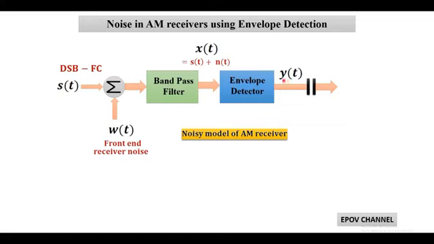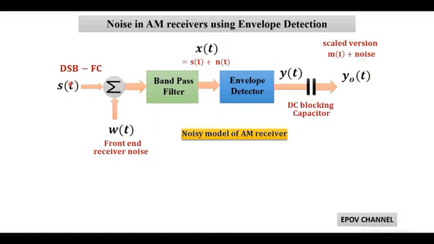Here, output of envelope detector may contain some DC component. Hence, there is a requirement of blocking capacitor as shown in figure, and results output Y0 in the scaled version of message signal and noise.